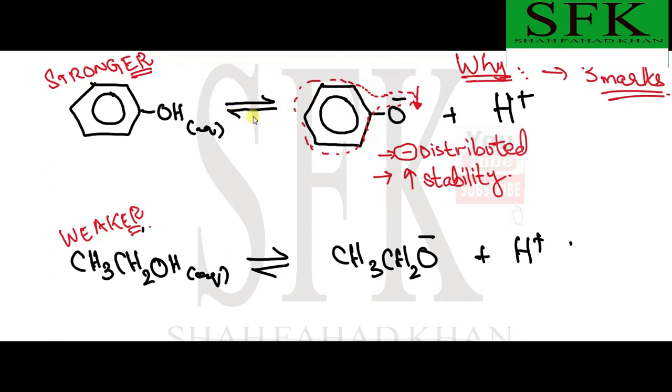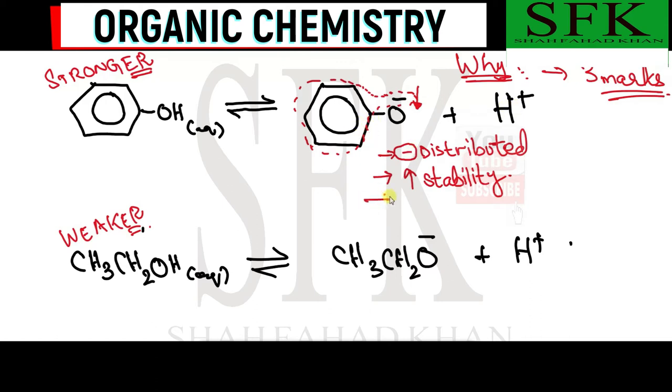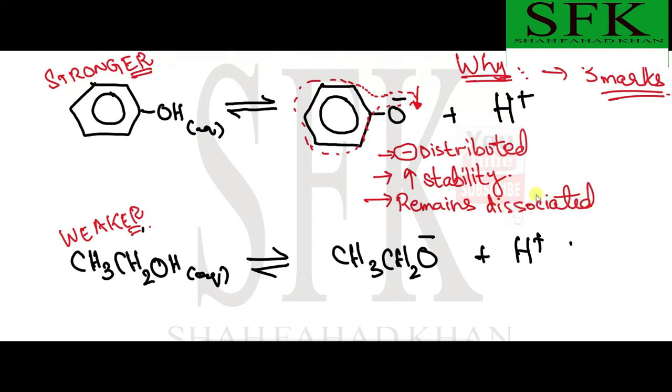This is an equilibrium reaction, a reversible reaction. If the magnitude of the negative charge decreases, this conjugate base is less likely to accept the proton. And if it's less likely to accept the proton, the phenol will remain in the dissociated form. Any species which is dissociated to a greater extent is a stronger acid. So acids remain dissociated for a greater time.